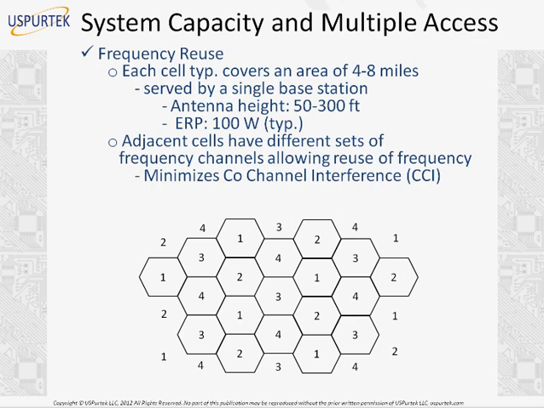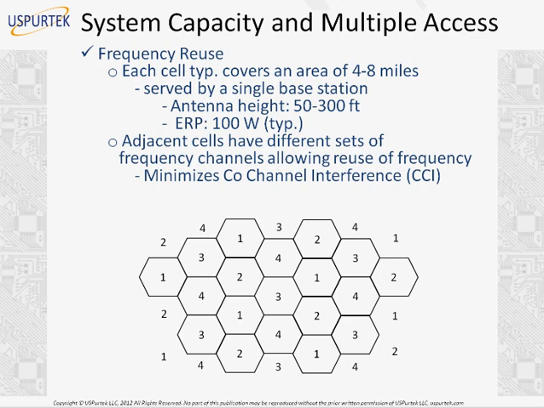Now, in this case, the adjacent cells have different sets of frequency channels, which allows reuse of frequency. In the picture, you see there are 4 channel sets: 1, 2, 3, 4. Each hexagon represents one cell area, and it's surrounded by different frequencies. Like the cell with allocation 2 is surrounded by 1, 4, 3, 1, 4, and 3. There is no 2 adjoining it. So adjacent cells have different frequencies.